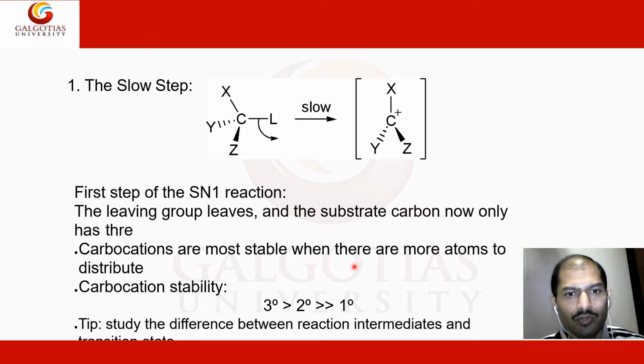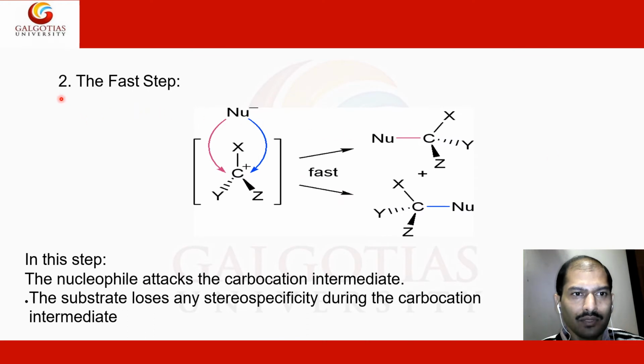So this way you can see how the reaction takes place. By this mechanism you can see, in the second step, the nucleophile can attack from any of the directions. So here this will make the final product. The important point is which carbocation is more stable, because that will decide the stability of the product after formation. The substrate loses its stereospecificity during the carbocation intermediate, so it loses its stereospecificity during the course of these kinds of reactions.